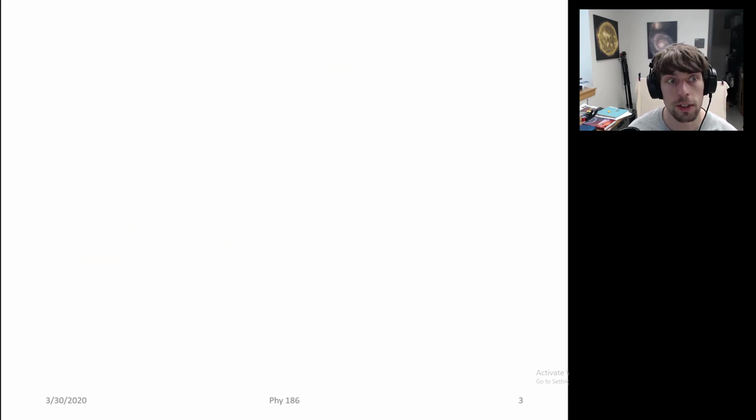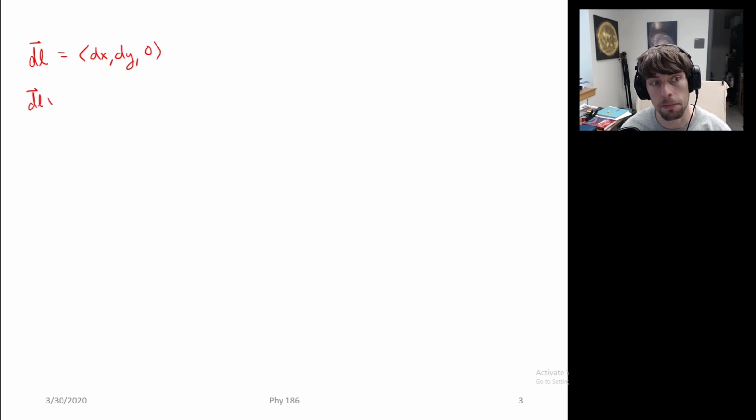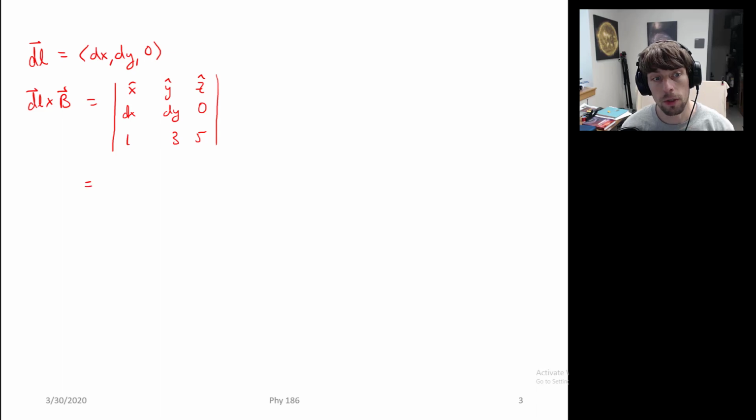Okay. Let's say we wanted to do it a different way. That's fine. Let's say that vector dl is equal to dx, comma, dy, and 0, since it's confined to the xy plane. That means that when you do this dl cross B, what do we end up with there? x hat, y hat, z hat. You end up with dx, dy, and 0. And I guess we call this 1, 3, and 5. So what do we get out of that?